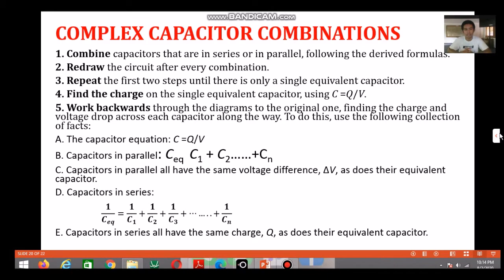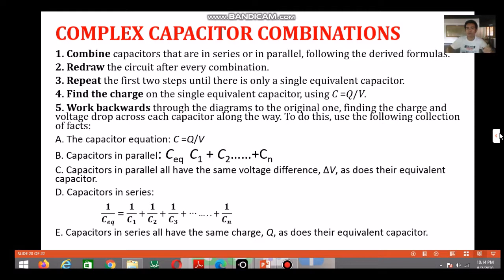So we're going to talk about complex capacitor combinations. The capacitors this time are not connected purely in series nor purely in parallel. In this kind of combination, some capacitors are connected in series while some are connected in parallel in one circuit. Capacitors that are connected in series are connected in parallel to other capacitors, or capacitors that are connected in parallel are connected in series to other capacitors.